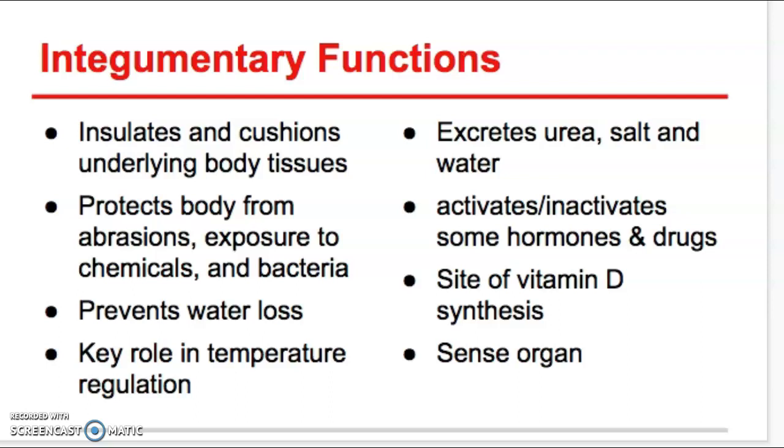It insulates and cushions our underlying tissues. It protects the body from abrasions, exposures to chemicals and bacteria. It prevents water loss. It has a key role in temperature regulation through sweating and shivering. It excretes urea, salt, and water. It's able to activate or inactivate certain hormones and drugs. With the help of UV light, it synthesizes vitamin D. And it's also an important sense organ. We sense touch, temperature, pain, pressure, all sorts of things through our skin.